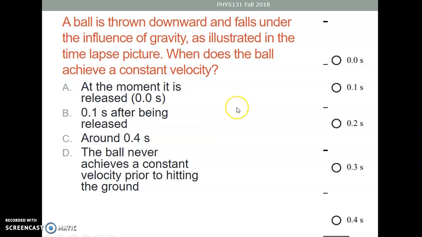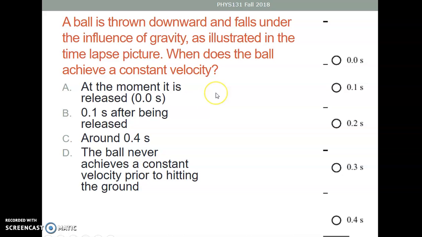A ball is thrown downward and falls under the influence of gravity, as illustrated in the time-lapse picture to the right. When does the ball achieve a constant velocity? A, at the moment it's released, B, 0.1 seconds after being released, C, around 0.4 seconds, or D, the ball never achieves a constant velocity prior to hitting the ground. This seems a little bit like a rerun to me, but answer the question and we'll see what the answer is. Pause the video, answer the question.